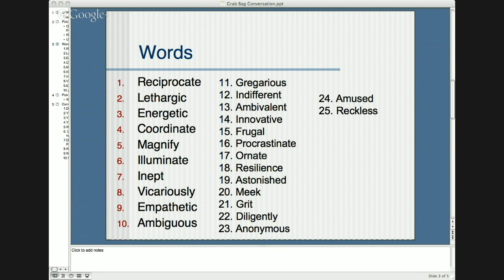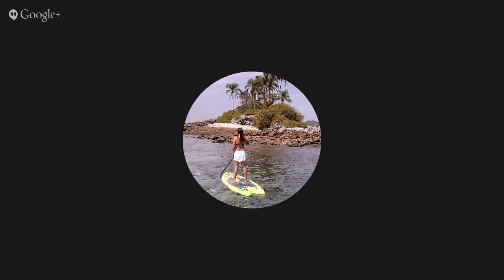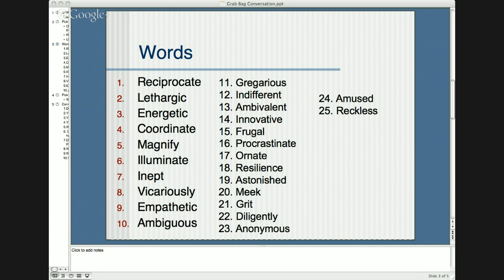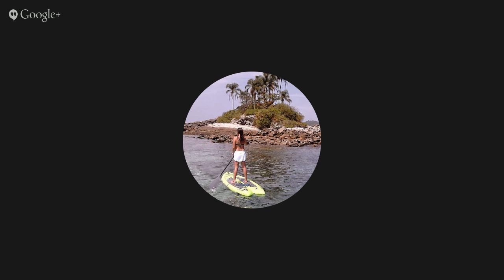Excellent. So we practiced 9 new words today. We learned lethargic, energetic, coordinate, magnify, empathetic. What else? Meek, grit, and reckless. So ungregarious. So excellent job. Do you have questions on those vocabulary words before we move on? The words that you explained to me are okay.